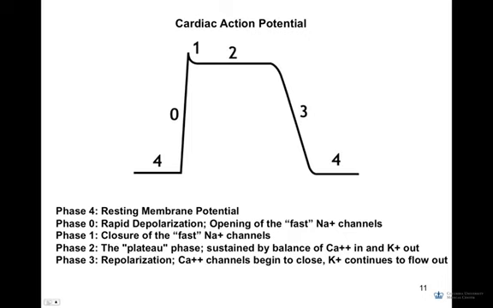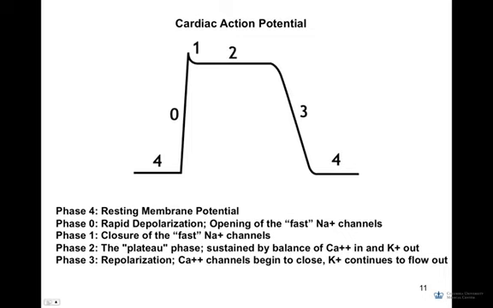And around that time, voltage-gated calcium channels and voltage-gated potassium channels open. They both open. Calcium moves into the cell, potassium moves out of the cell, and that creates the plateau phase of phase 2. After a given amount of time, calcium channels close, potassium continues to move out of the cell, which causes the repolarization phase, or phase 3. And the cell returns to resting membrane potential, phase 4. So that's what happens in the cardiac action potential.